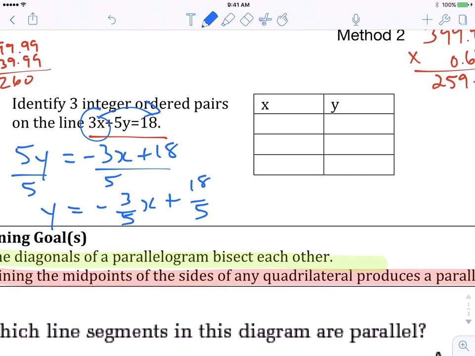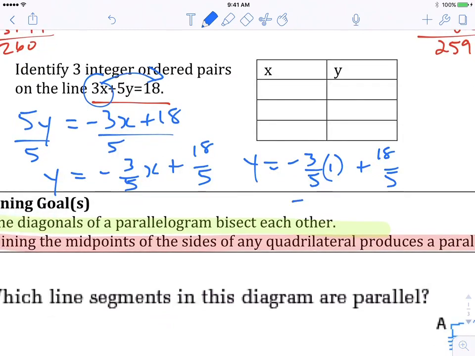Let's plug in a number for x. So if I plug in 1 for x, I'd get y equals negative 3 over 5 times 1 plus 18 over 5. And so that's going to be negative 3 fifths plus 18 fifths. What is negative 3 over 5 plus 18 over 5? That's going to be 15 over 5, which is really 3. So when x is 1, y is 3.